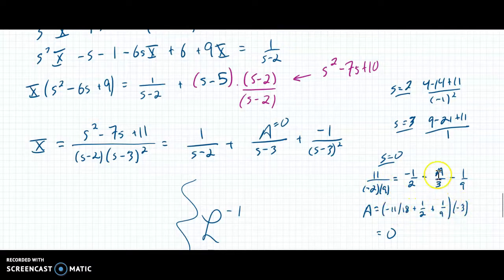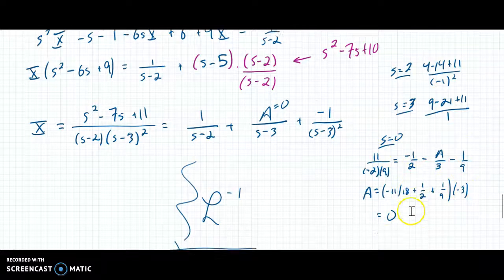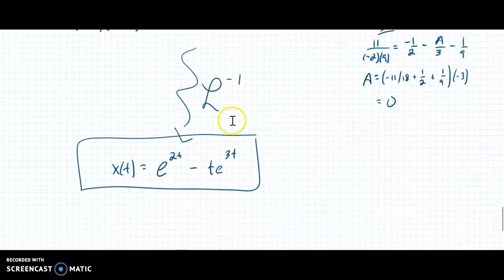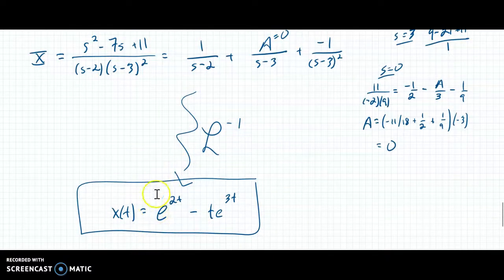Times negative 3. I didn't show that in the last video, but you can do that. You can do all this stuff, hit enter, and then multiply by whatever is underneath the A. And I was like, whoa, I got 0. So anyway, you get 0 here. And then we inverse Laplace that thing. And this goes to e to the 2t. And this guy goes to negative t e to the 3t.